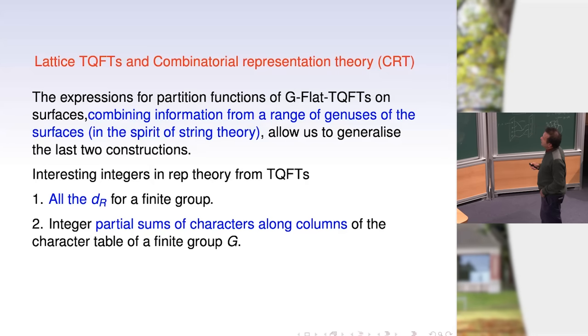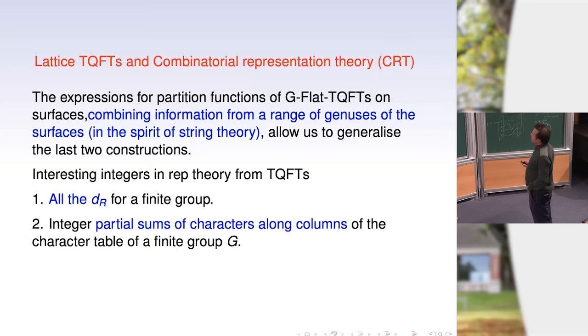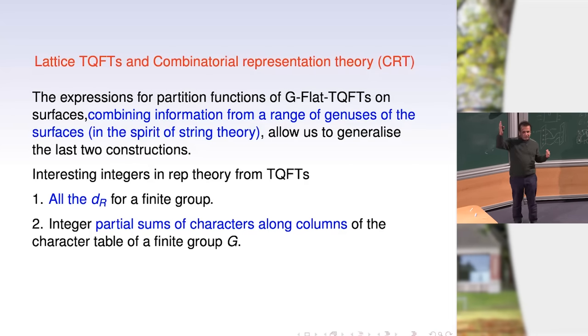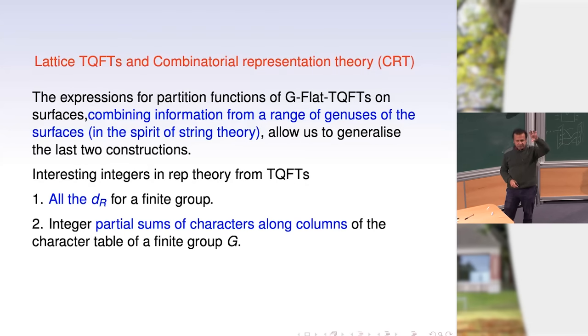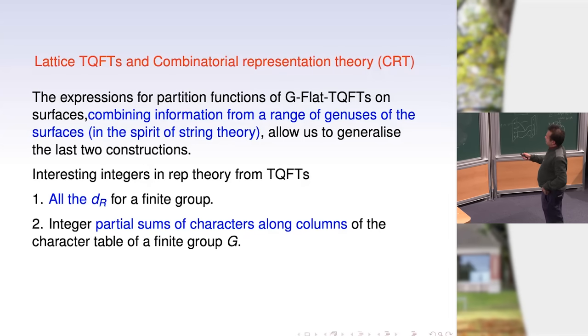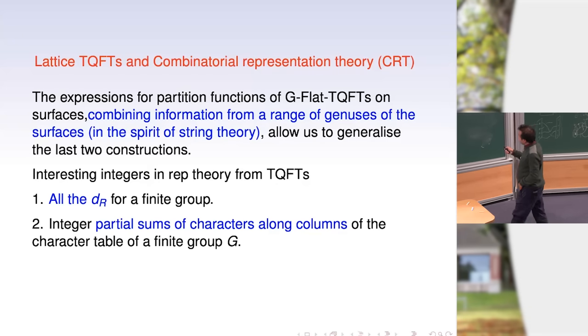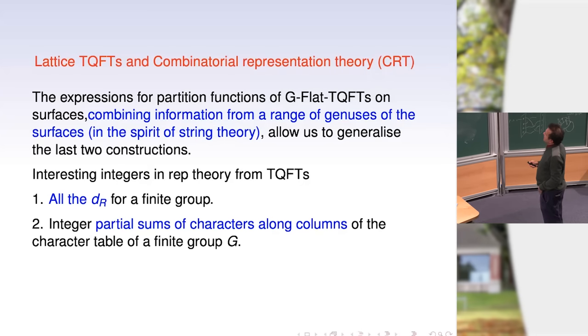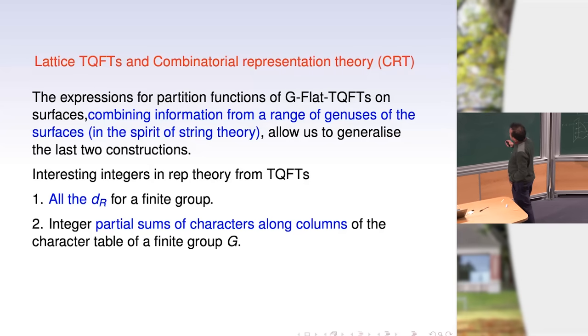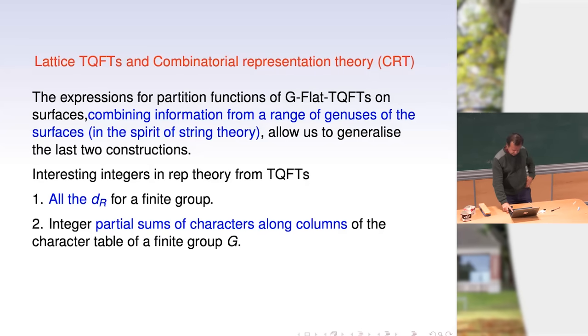We're also going to learn along the process that there are interesting partial sums of characters along the columns of a character table. So the character table records along the rows the different irreducible representations, along the columns the different conjugacy classes, and there's a number there, which is the trace of the matrix representing a group element in that conjugacy class for the given representation. So the rows are irreps, columns are conjugacy classes. Here, using these G-flat TQFTs, we get integrality conditions on partial sums of characters along columns of the character table: fixed conjugacy class, summing over irreducible representations for some subset, partial sums.